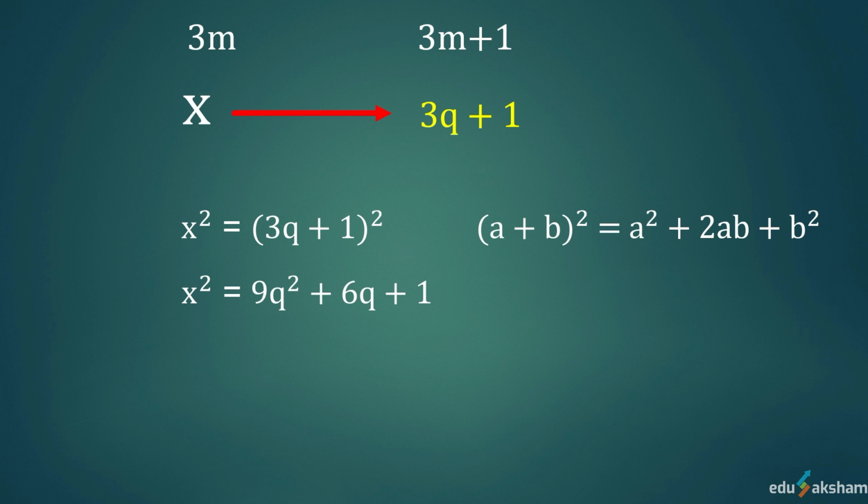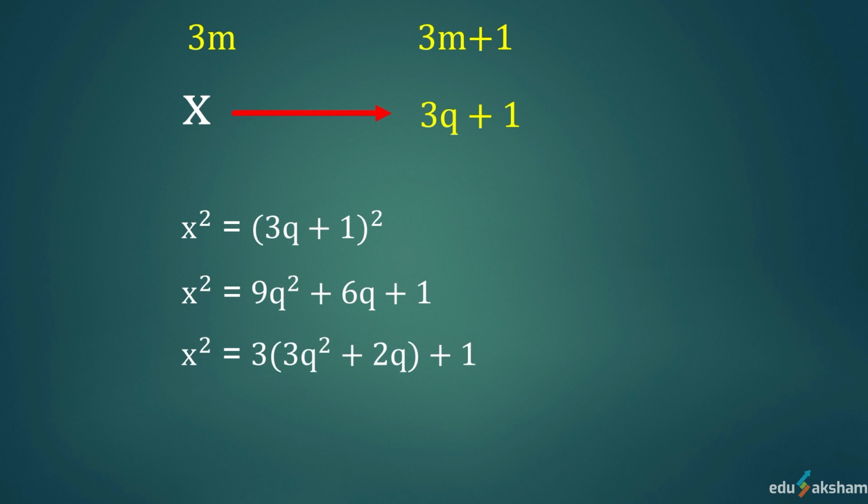Again, we have to show x square in one of the forms 3m or 3m plus 1. So how do we find 3m from 9q square plus 6q plus 1? In this expression, we can see the terms 9q square and 6q have 3 in common. So we will take 3 as common and write x square as 3 times 3q square plus 2q, plus 1. Again, by the closure property of integers, 3q square plus 2q is an integer, which can be written as m. So we can represent x square as 3m plus 1. So we can say that for the value of x 3q plus 1, the square of x will be of the form 3m plus 1.